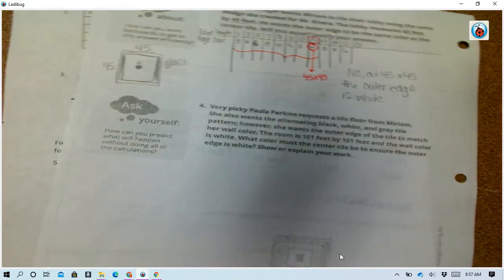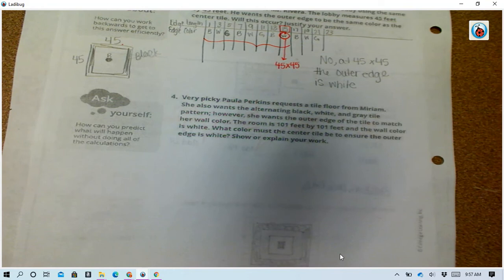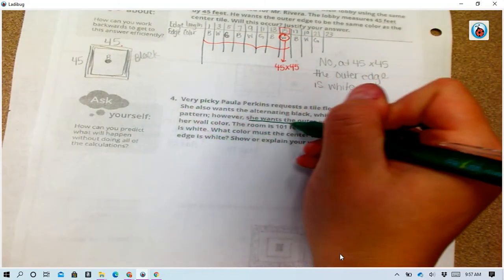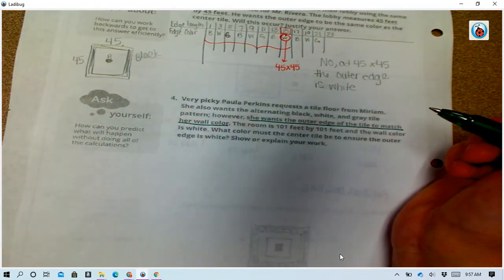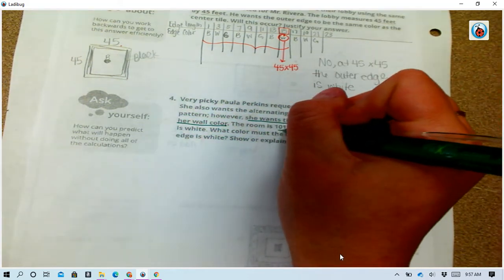Okay, finishing up this workbook, or this textbook page, number 4. Very picky Paula Perkins requests a tile floor from Miriam. She also wants the alternating black, white, gray tile pattern. However, she wants the outer edge to match her wall color. And the room is 100 by 100. I'm sorry, 101 by 101.